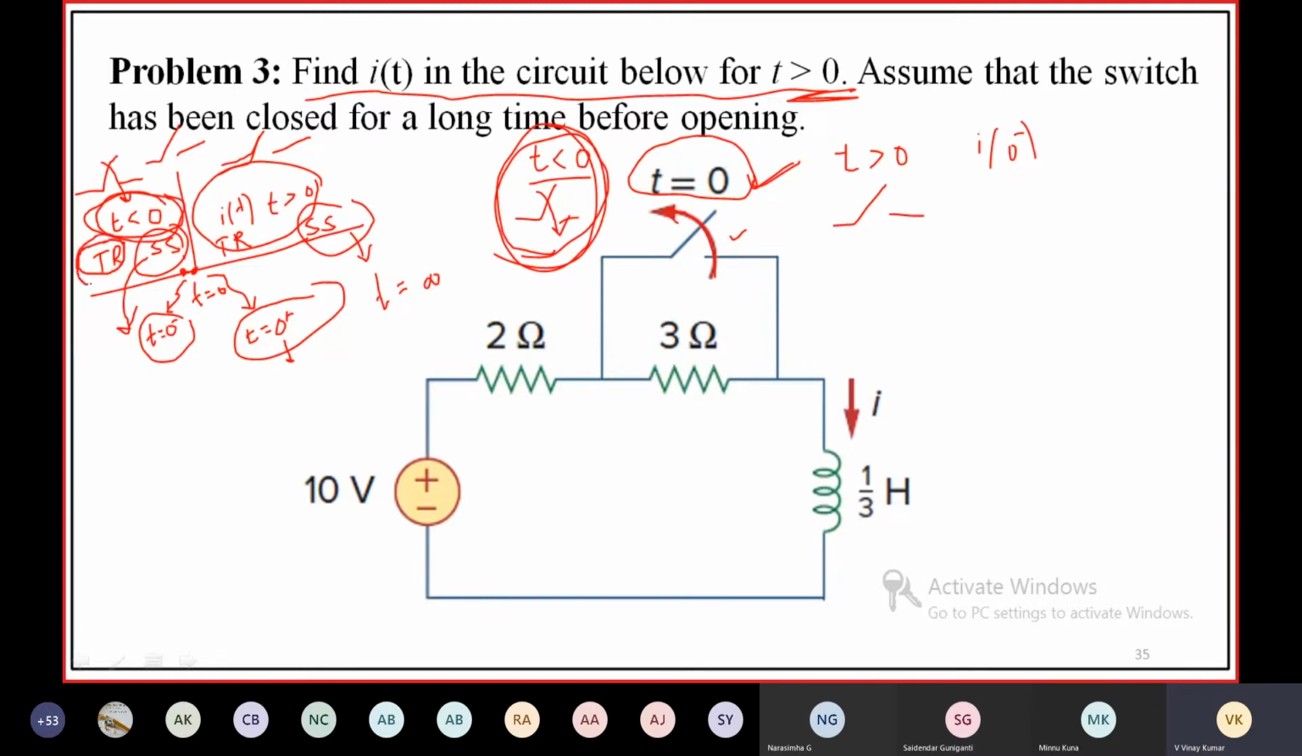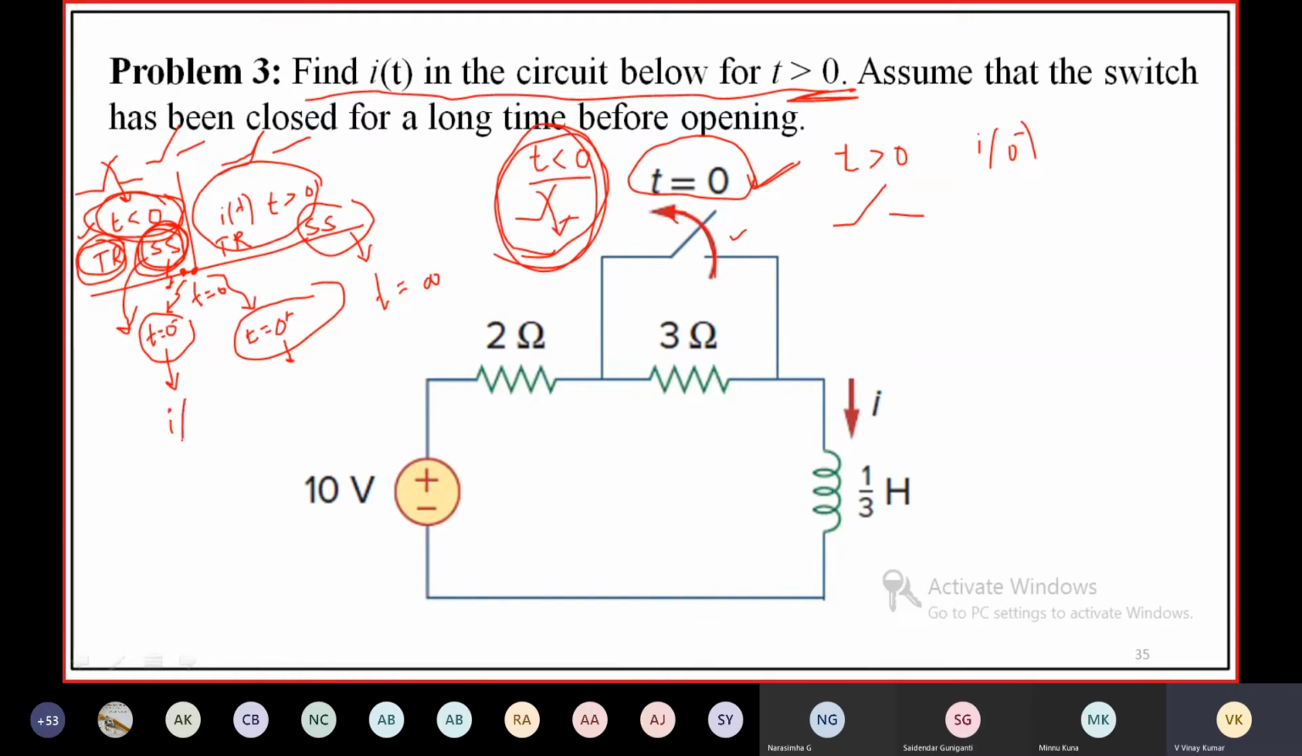No need to bother about this transient response. We will not consider this transient response because we always take the steady state response, because here the initial condition is taking place at steady state. Steady state occurs at t = 0 minus. So this will be the initial condition.